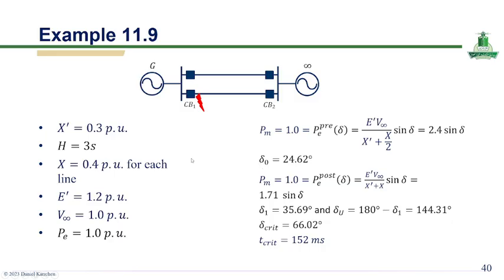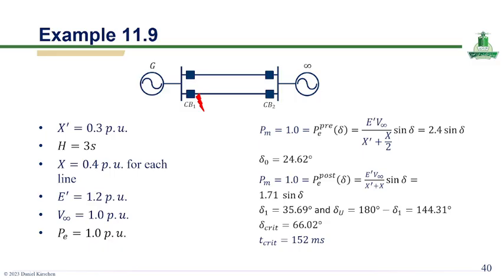Okay, in this example, we want to analyze the transient stability of a single machine infinite bus power system during a fault condition. The generator is connected to the infinite bus through two parallel transmission lines, and the system parameters such as transient reactance, inertia constant, line reactance, and internal voltage are provided in per unit values.